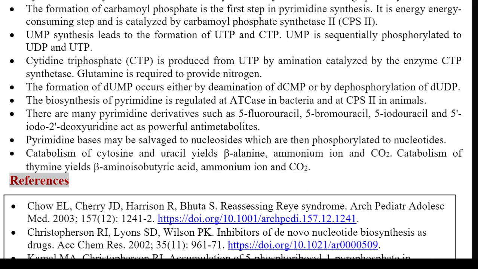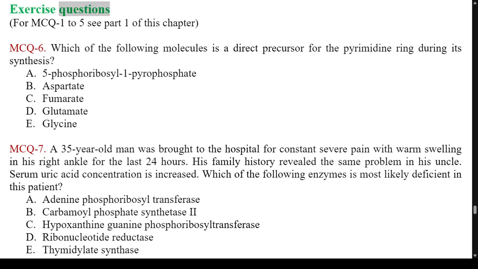References. Exercise questions. For MCQ 1-5 see Part 1 of this chapter. MCQ 6. Which of the following molecules is a direct precursor for the pyrimidine ring during its synthesis? 5-phosphoribosyl 1-pyrophosphate. Aspartate. Fumarate. Glutamate.